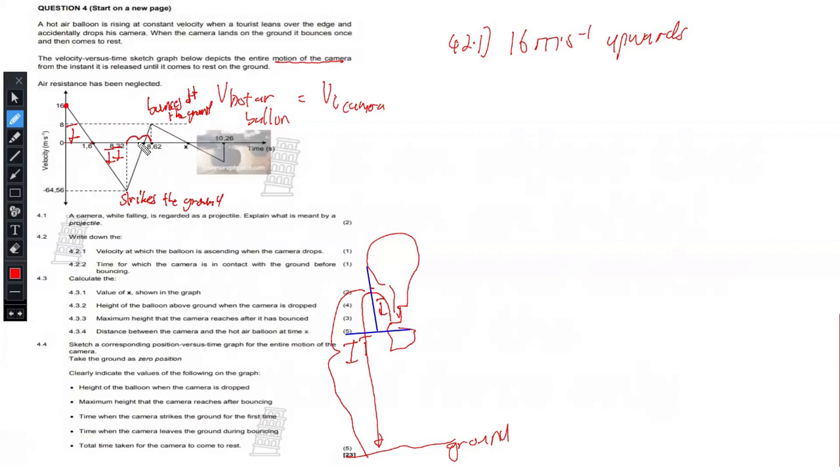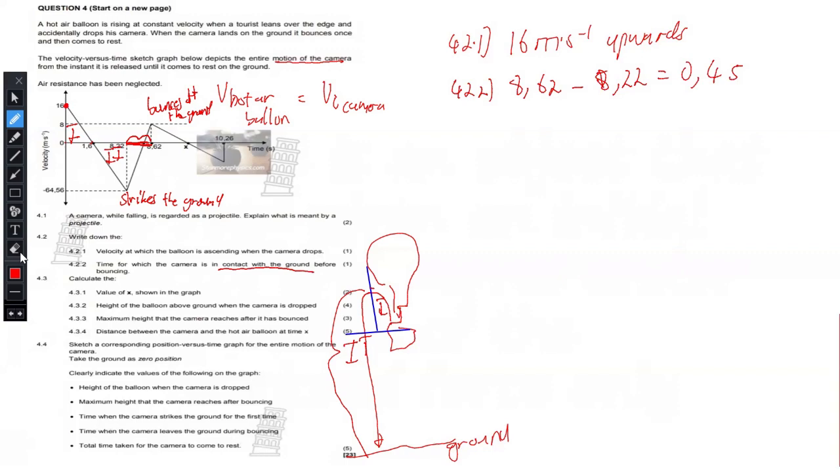So this part here indicates when it stays in the ground, when it's in contact with the ground, which is what we are looking for: the time for which the camera is in contact with the ground before bouncing off. So how are we going to get that? Obviously, we must get that by subtracting these two values. If you say 8.62 minus 8.22, you will get 0.4 seconds, which will represent the contact time with the ground. Right. So I hope that makes sense.